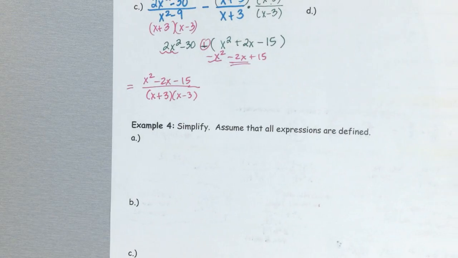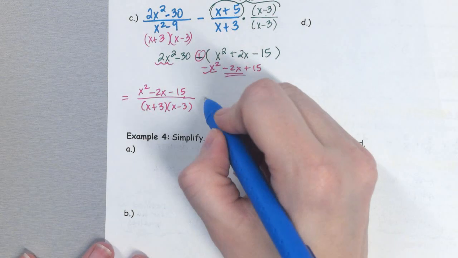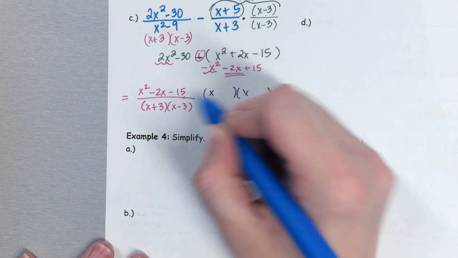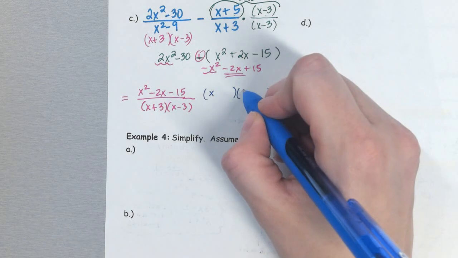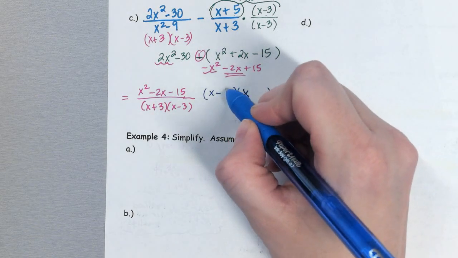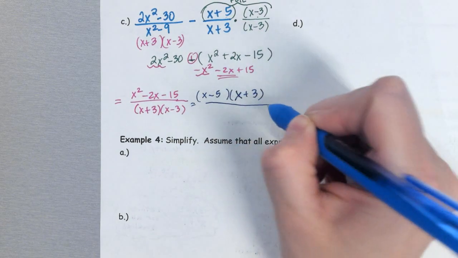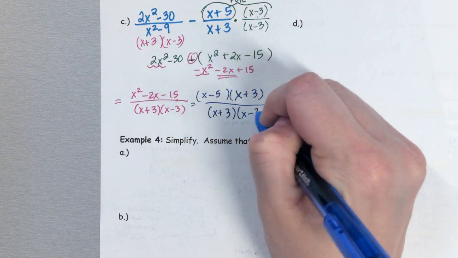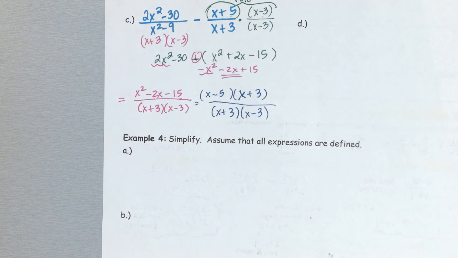Okay, and then let's see if we can factor this. So we're looking for two values that multiply to 15 but add to negative 2. What are the signs? Yep, negative 5, positive 3. What makes that kind of special? Something we did yesterday. You guys ready to cancel?